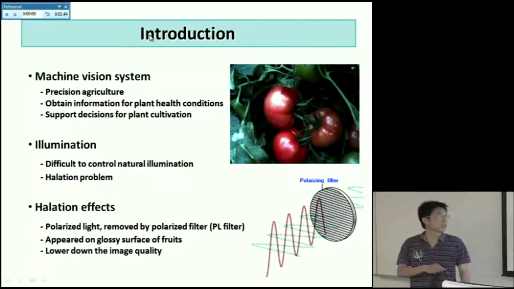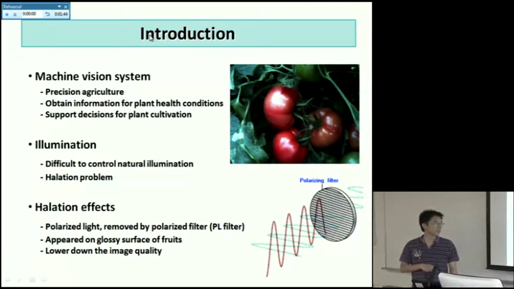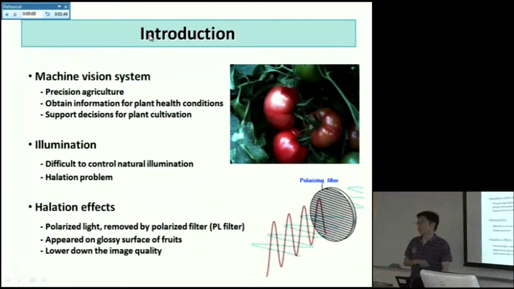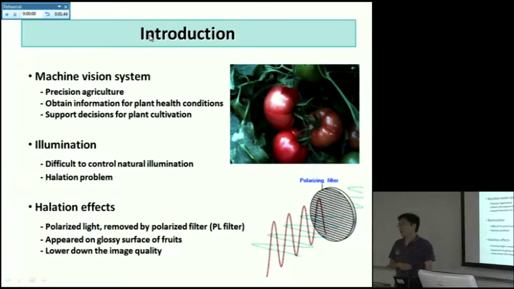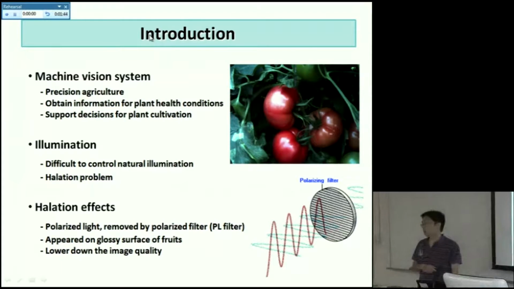This part is the halation effect. It's a kind of polarized light, which means we can remove it by polarized filter. It always appeared on glossy surface of fruits like the tomato. And it will lower down the image quality because the target will lose their color information.